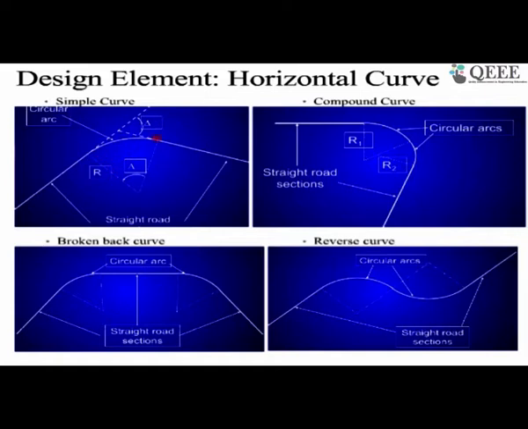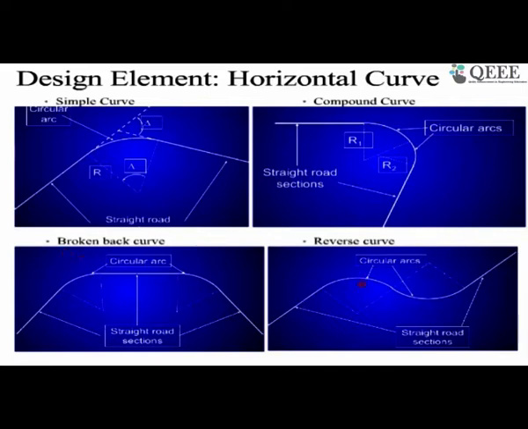If your curve has one radius, the same radius throughout, it becomes a simple curve. There could be a situation where you may need to provide two different radii within the same curve. It starts with radius R1 and ends with radius R2, and this becomes a compound curve. There could be a situation where you need to provide a short tangent between the two curves, and when you provide this, it looks like a broken back. So we call it a broken back curve.